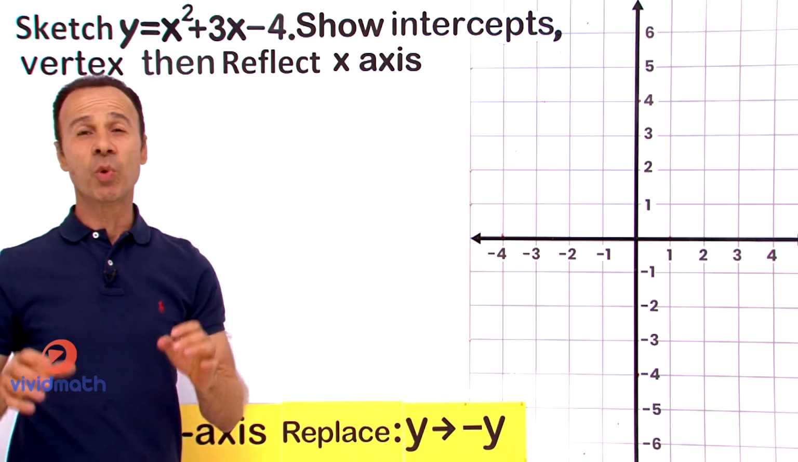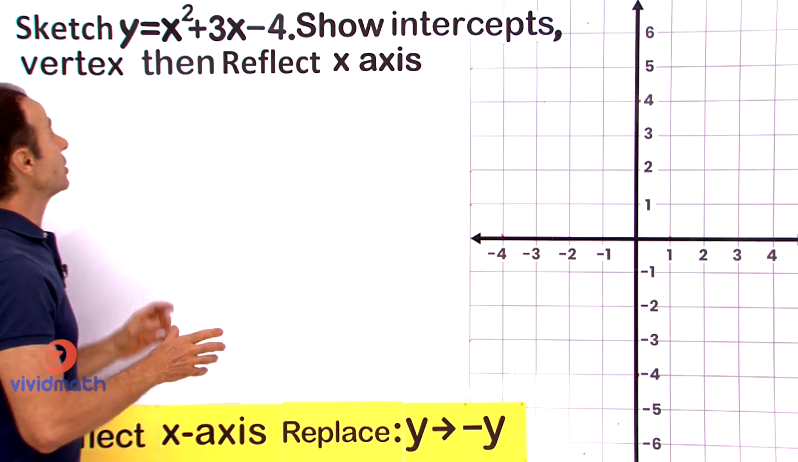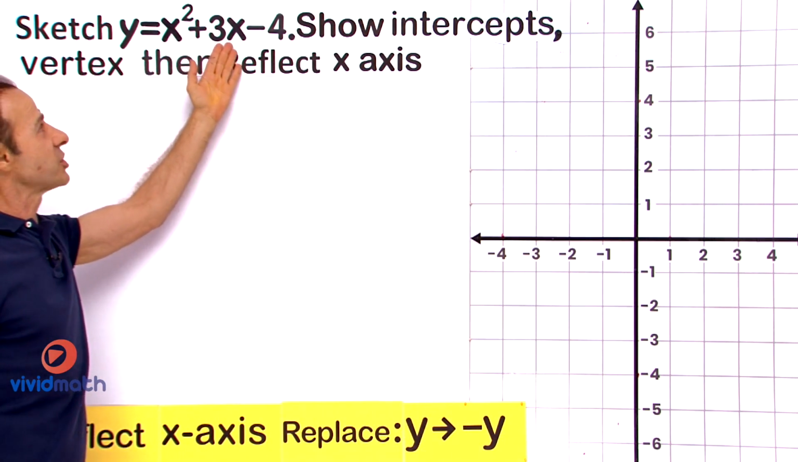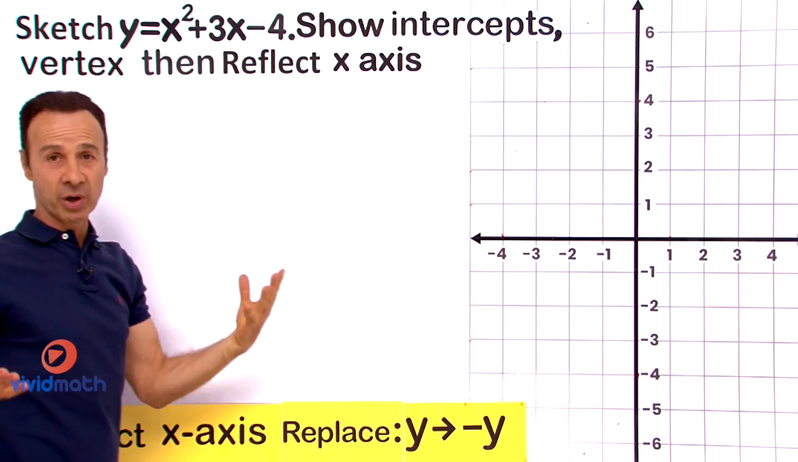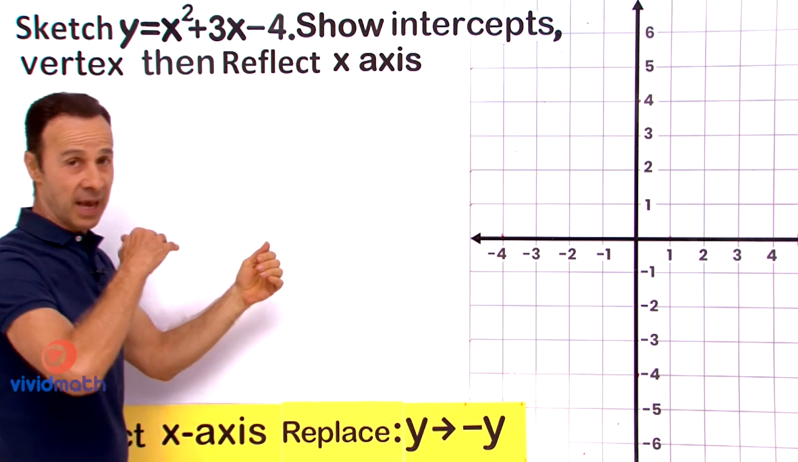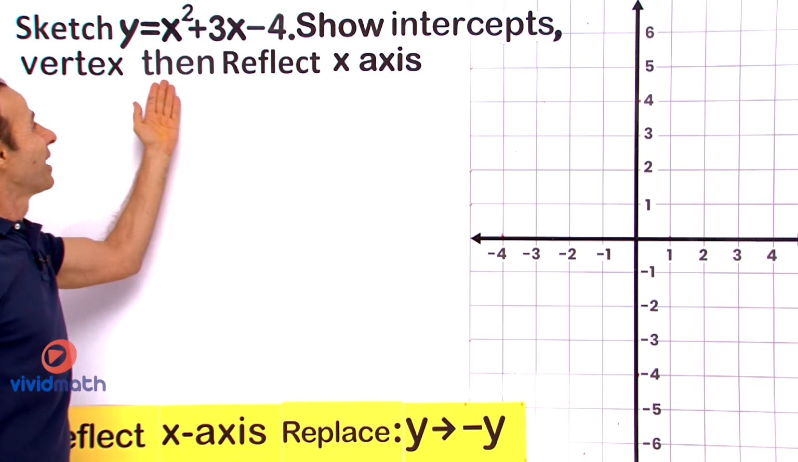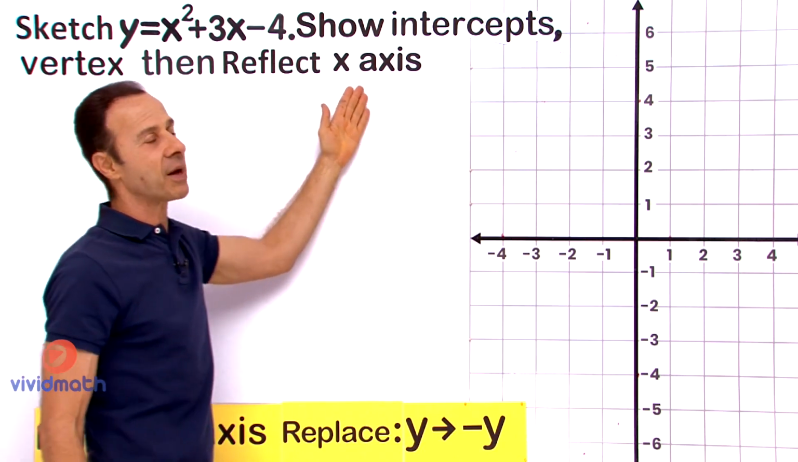Okay, in this question we're working with reflections. The reflection is going to be of, after we sketch, y equals x squared plus 3x minus 4. What we've got to do is show the intercepts, the x-intercepts, the vertex, the point, the bend, the turning point, then reflect it about the x-axis.